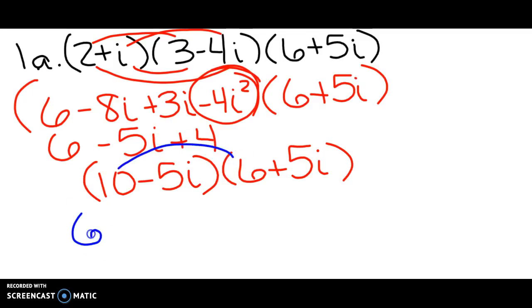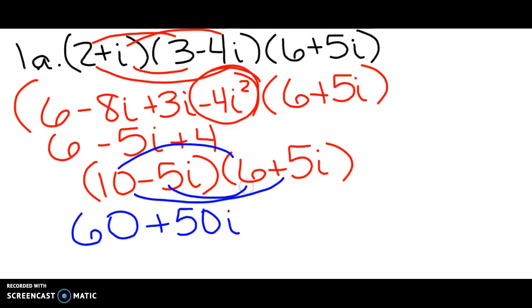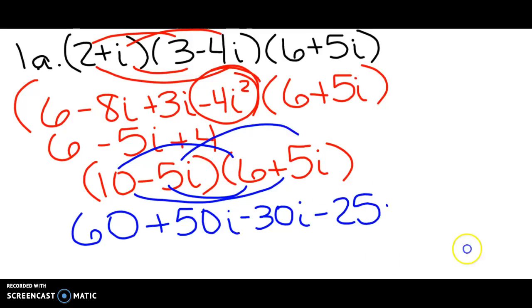10 times 6 is 60. 10 times 5i is 50i. And then negative 5i times 6 is negative 30i. I'm doing the next step in my head. And then negative 5i times positive 5i is negative 25i squared. And then we get, all right, remember that's going to change.